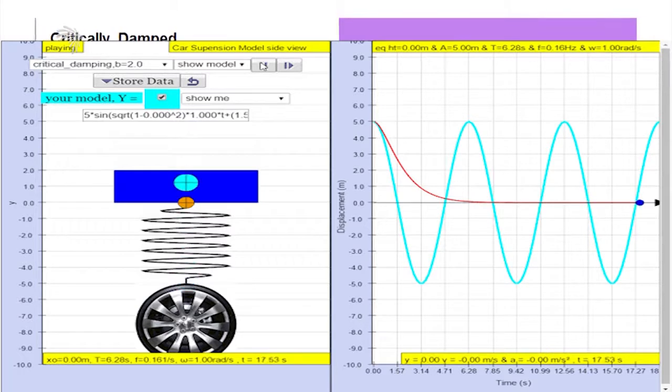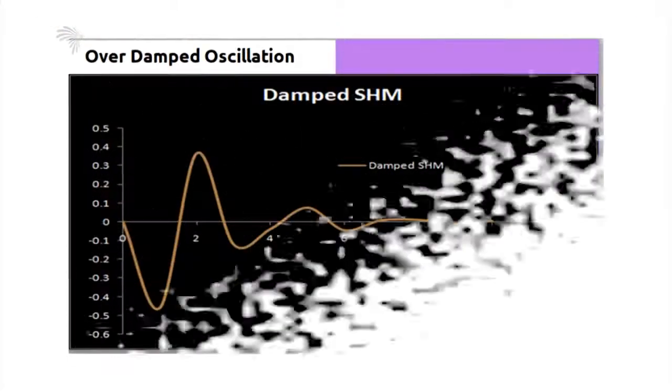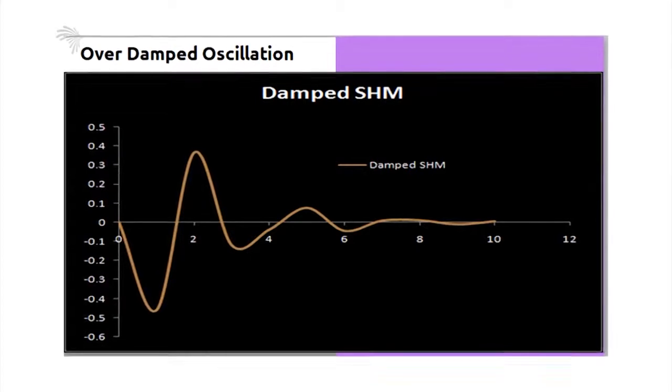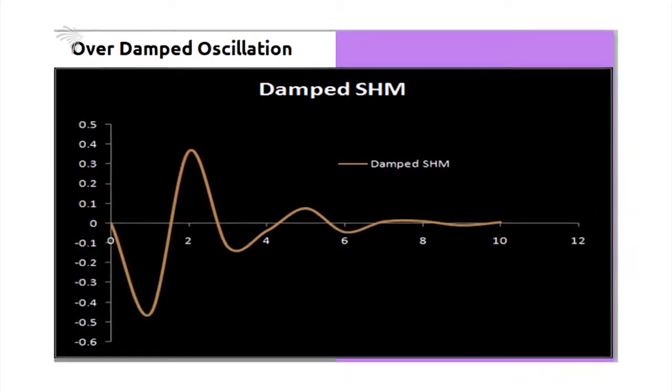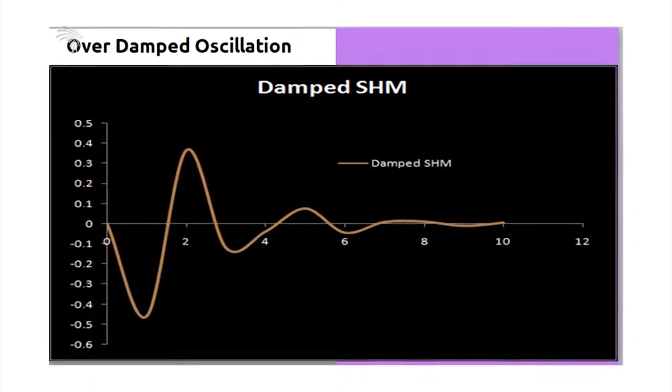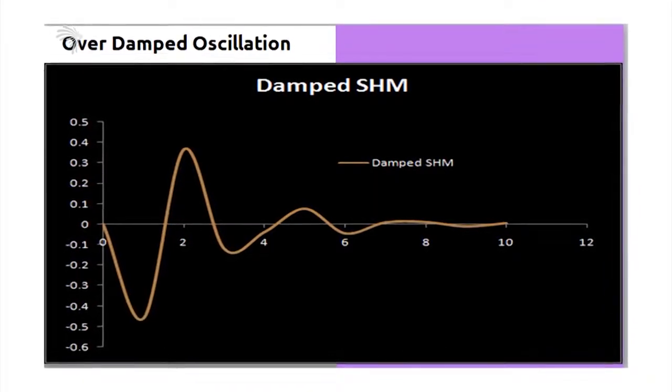The second kind of damped oscillation is called overdamped oscillation. This is a kind of oscillation in the presence of large damping force. Again, there will be no oscillation, but the system returns to equilibrium more slowly than with critical damping.